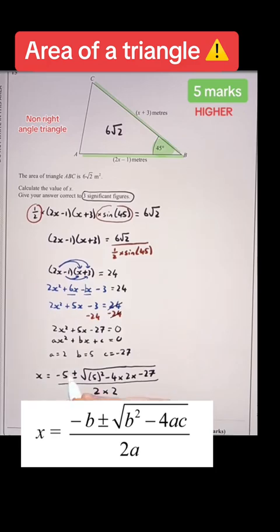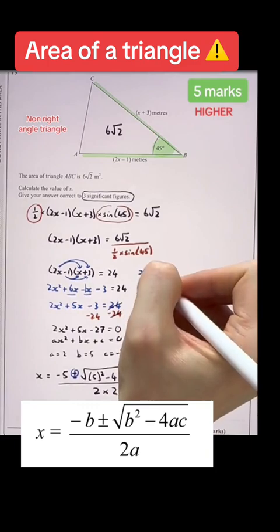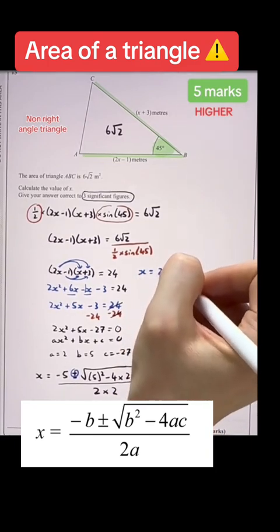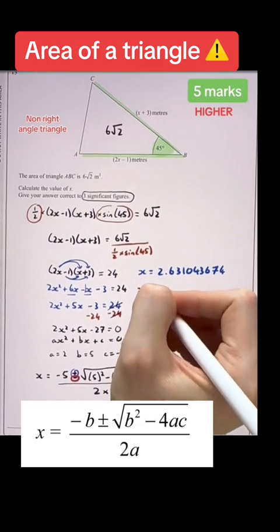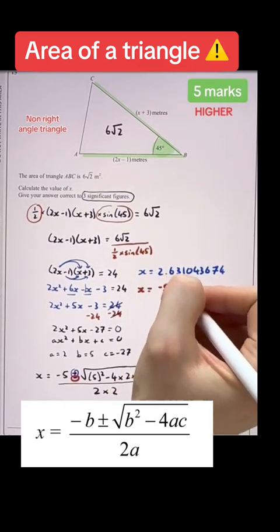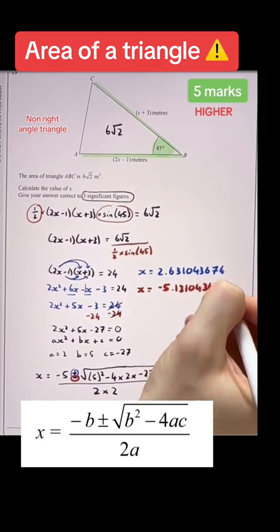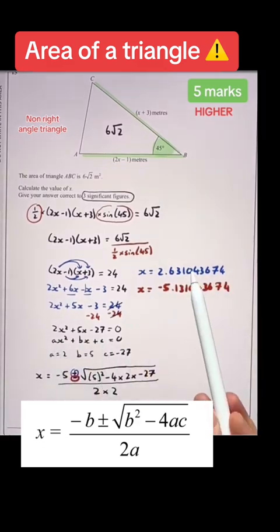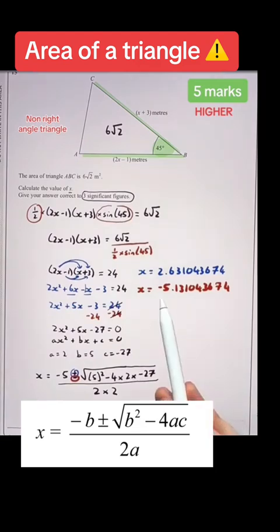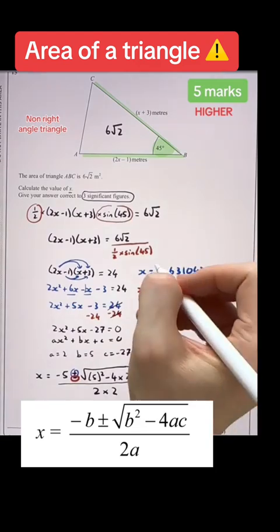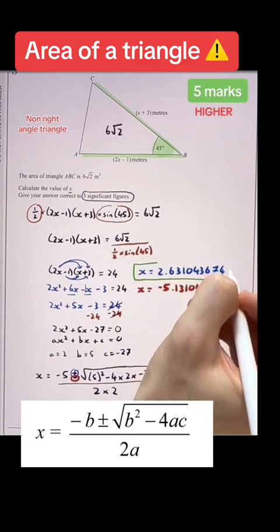Substituting into my formula, using the plus first, press equals, press SD, that gives me one value of x equal to 2.631043674. Now going back and taking the minus in front of the square root, that gives me a value of x equal to negative 5.131043674. When we solve a quadratic equation, we should always get two solutions. But in this case, we're asked to find the value of x, and x represented a length. We can't have a negative length. Therefore, my value of x has to be my 2.63 number.